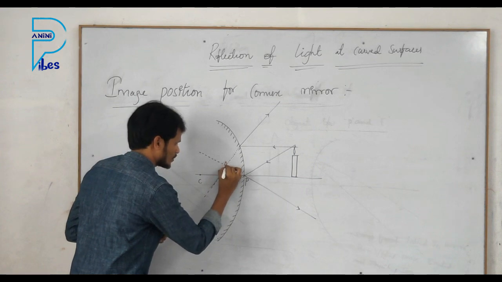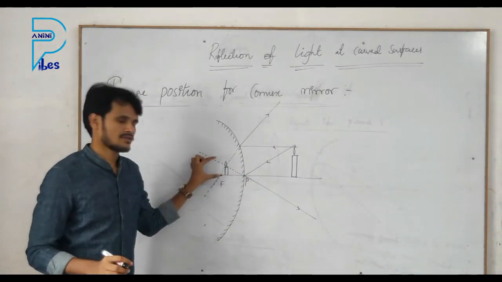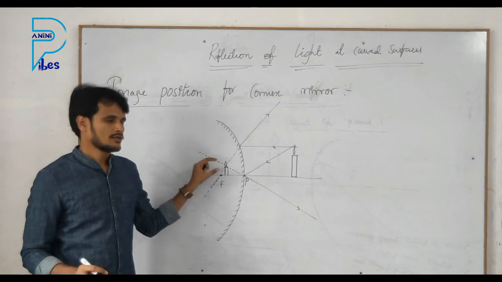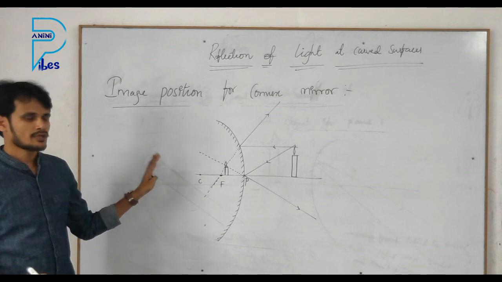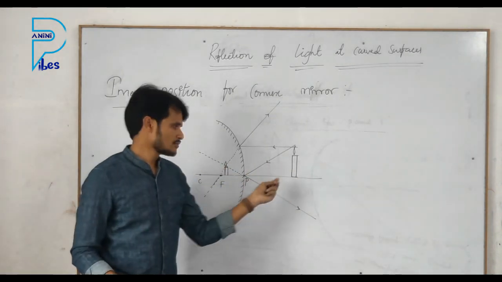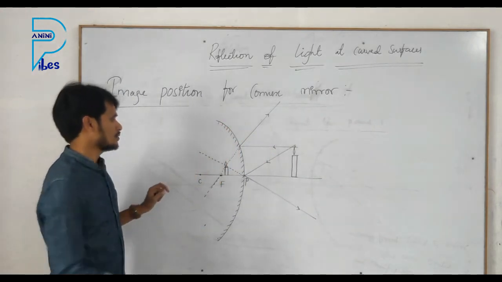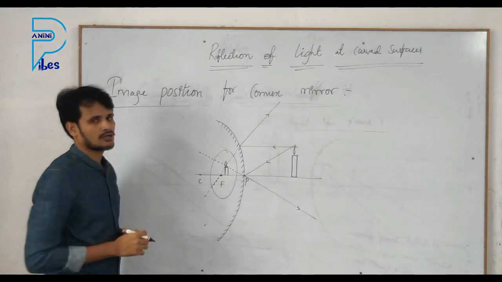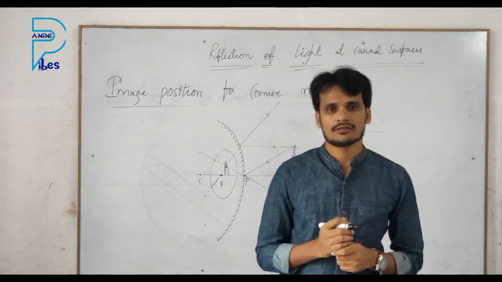This is a virtual image and a diminished image. Size also small. So a diminished virtual image is possible on convex mirror. If you are placing the object anywhere, there is no exact proper distance. You can place it at any distance, and you will get only one type of image: virtual and diminished image.